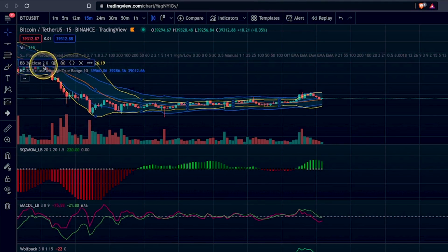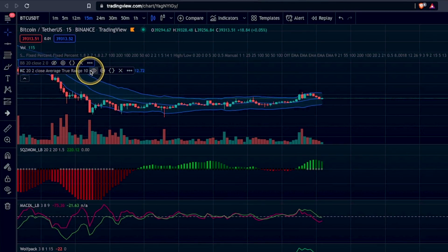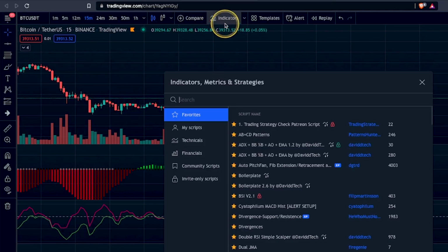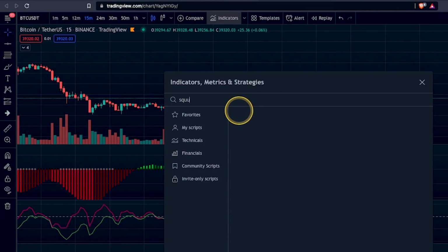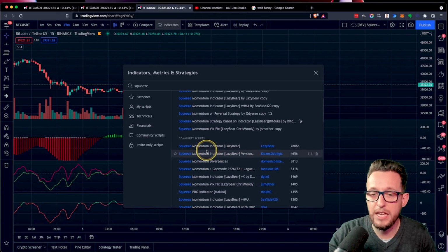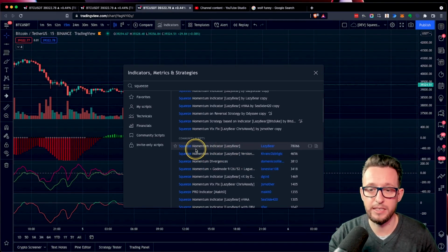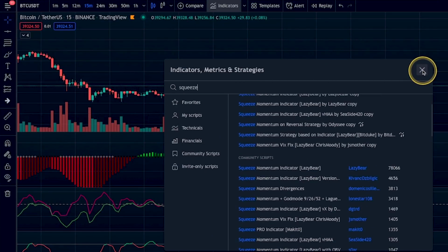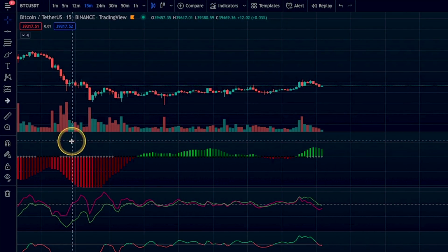Now, we actually don't need these indicators on our screen because this one here, which is called the squeeze momentum, let me just show you how to add that. You go to squeeze momentum in the indicators here. It's the first one. It actually is the most downloaded indicator on TradingView. It's the first one here by Lazy Bear. So we click on that and that's going to add this indicator here.